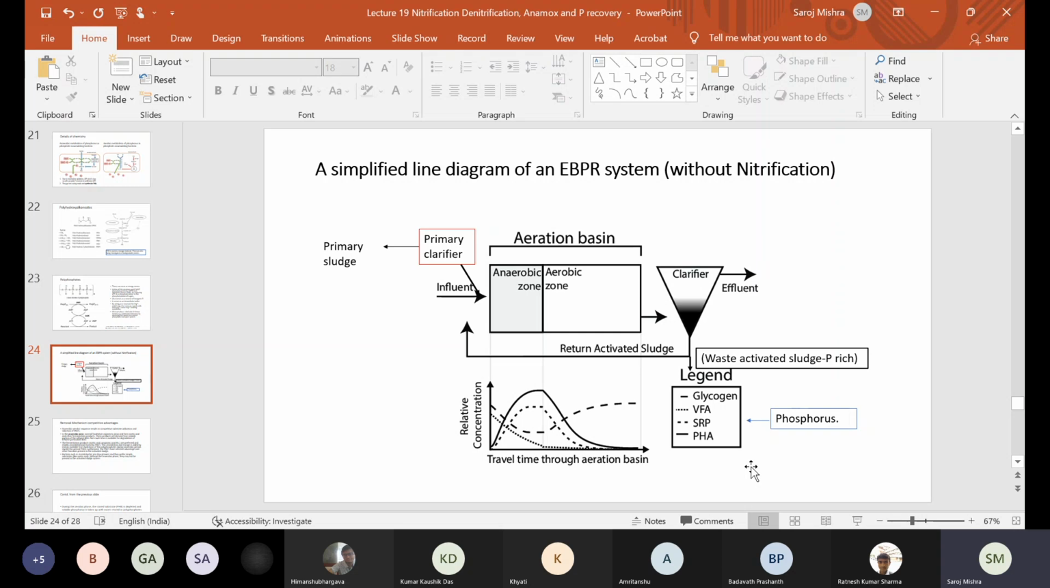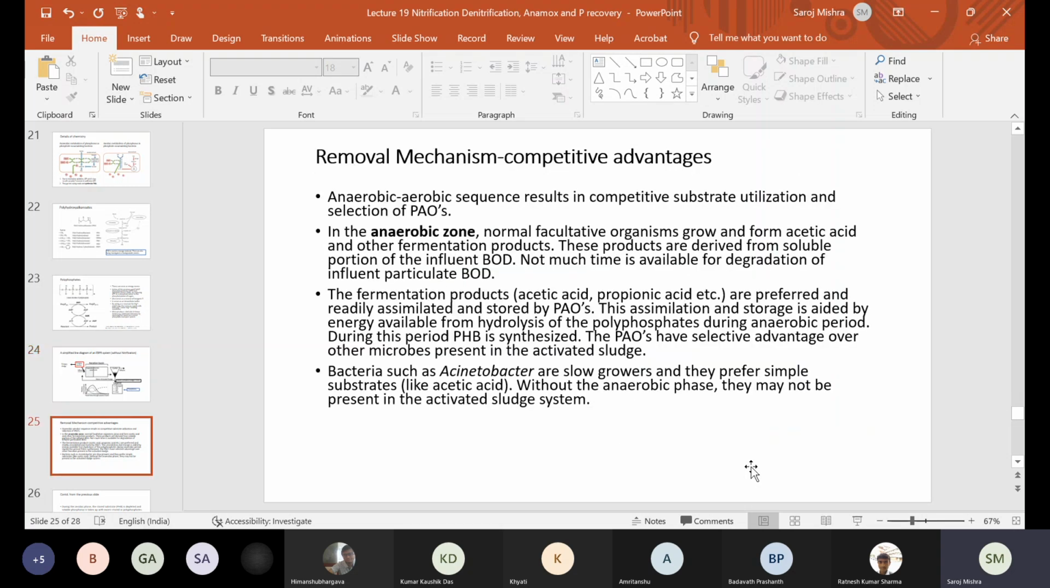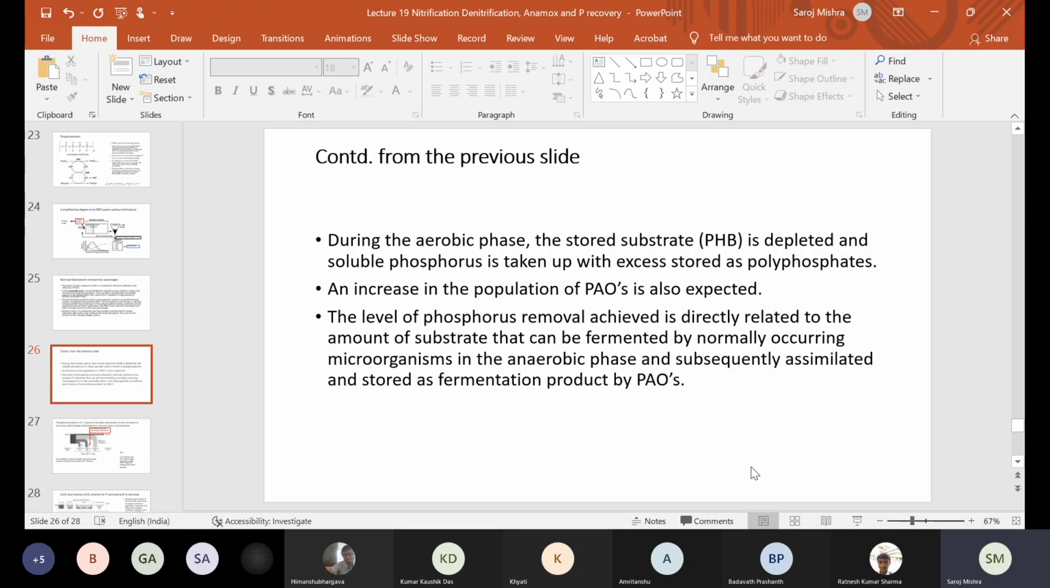So should we move to the next slide? Yes, ma'am. So in this, all right, it is what I said just now. So please read it. It is only to summarize these points, and it's exactly what I have said just now. You only need to read it.